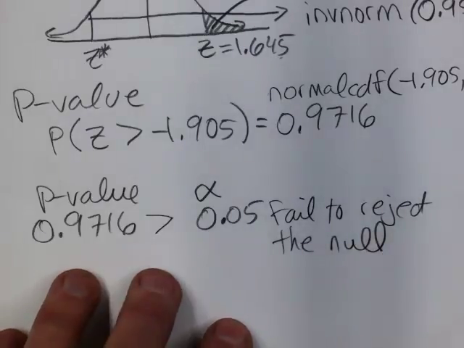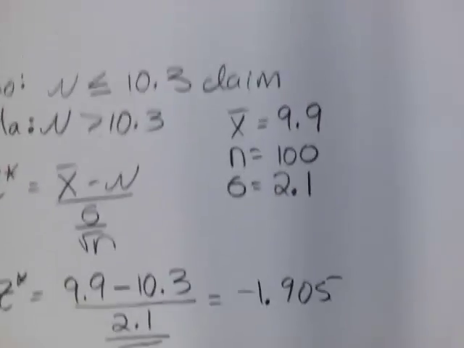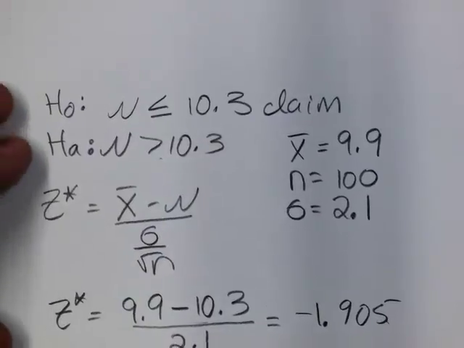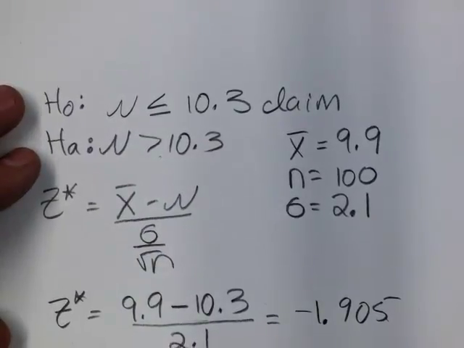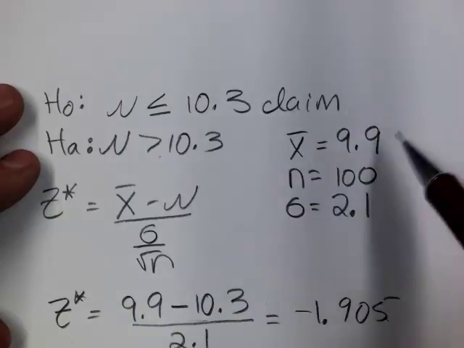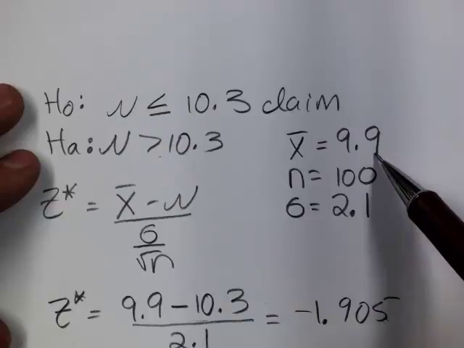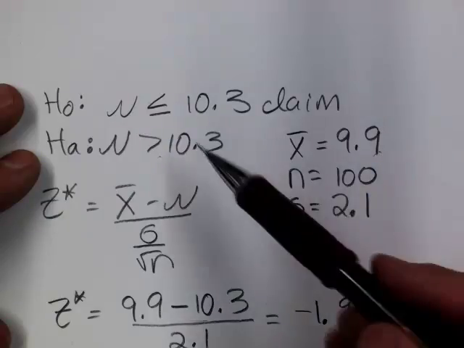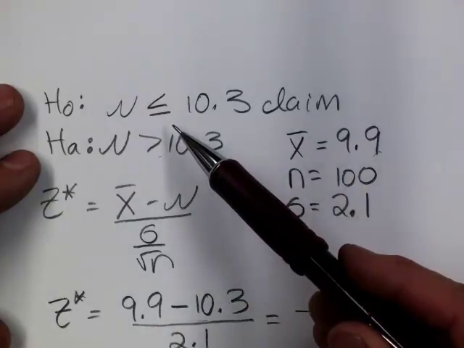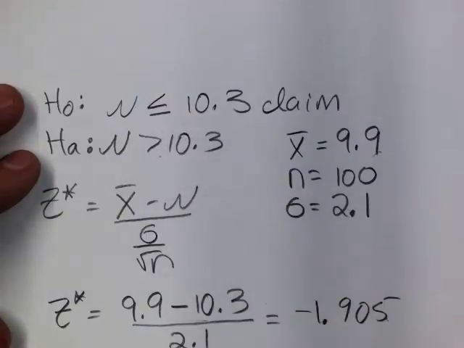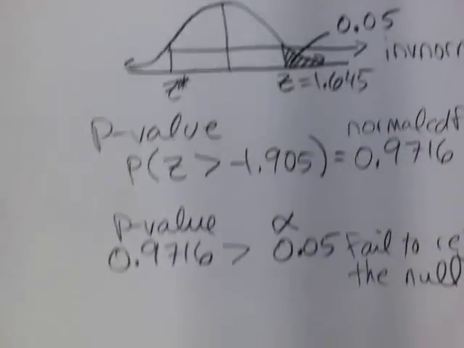Okay. So looking back at our null and our alternative, if we're failing to reject the null, it means we're in favor of the null. We're going to keep the null. Is our claim supported? Yes. Okay, our sample statistic of 9.9 does support the claim that mu is less than or equal to 10.3. Okay, so let's go ahead and get a confidence interval.